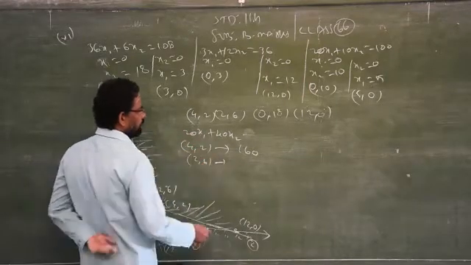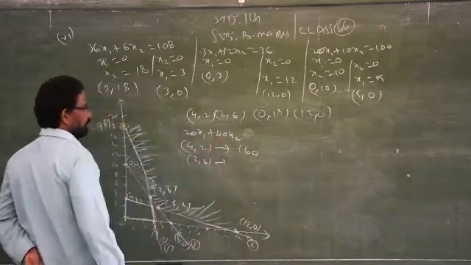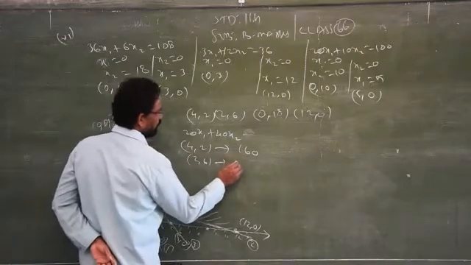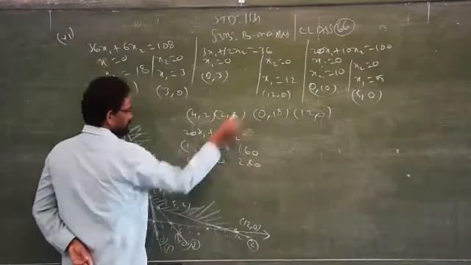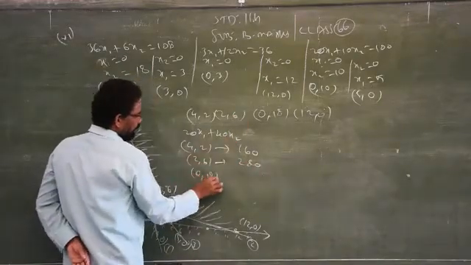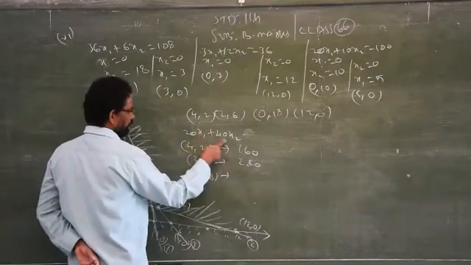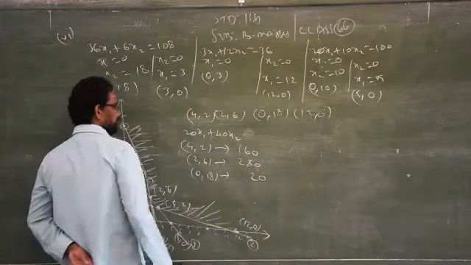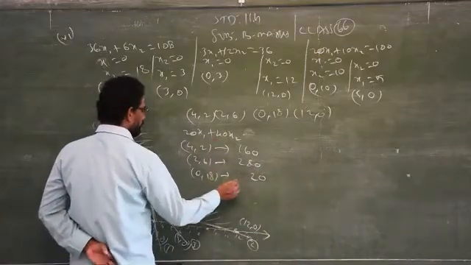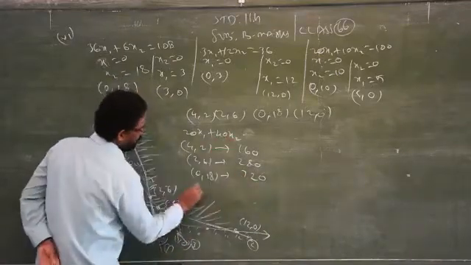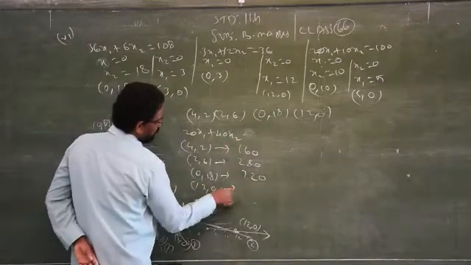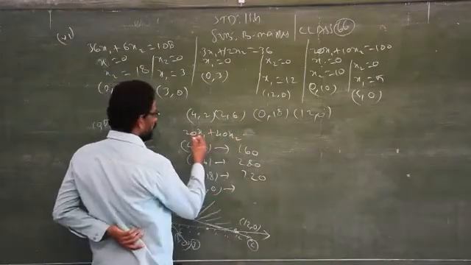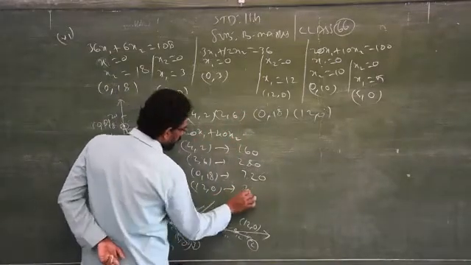40 plus 240, that is 280. What is the next one? (0, 18). 18 fours are 72, 720... 18 times 40 is 720. What is the last one? (12, 0). When you replace (12, 0), that is 240.